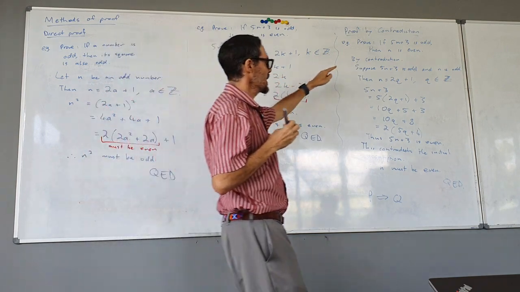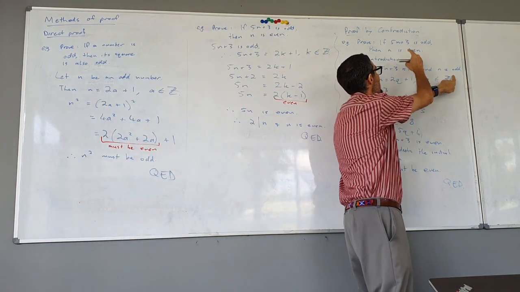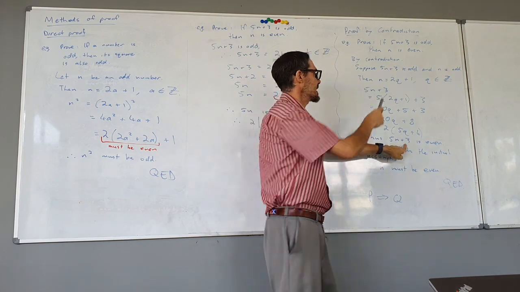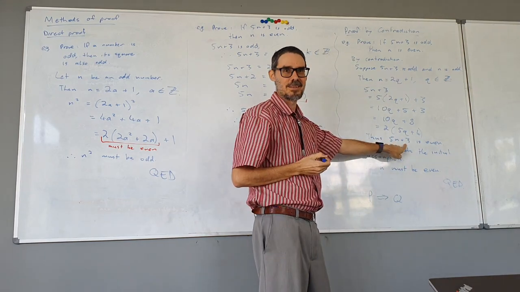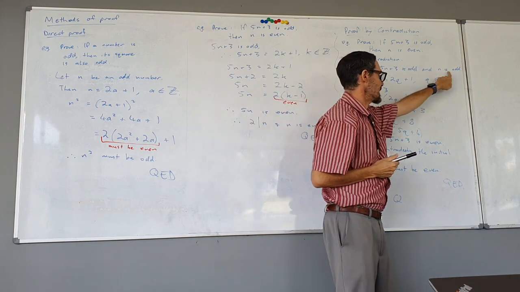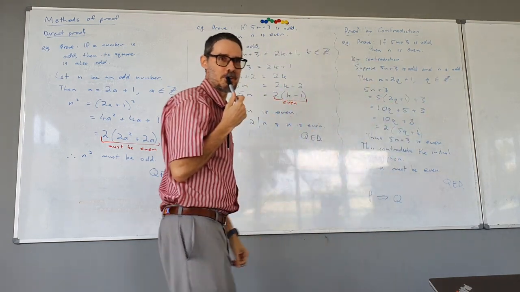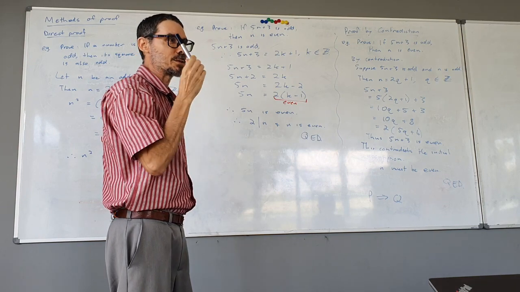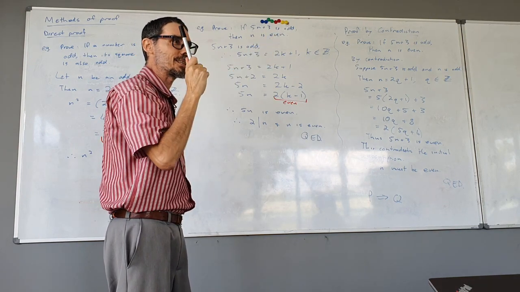So I started with an assumption that this was wrong, and I ended up with something that didn't make sense. This can't be odd and also even. So this assumption has to be wrong. Let me show you another one that's actually on that list.